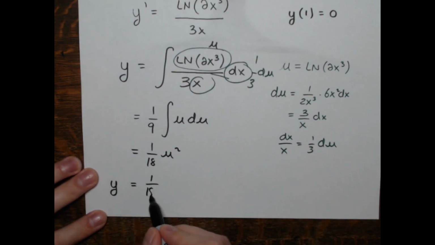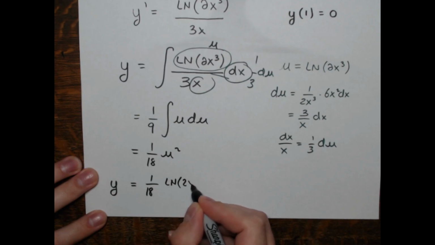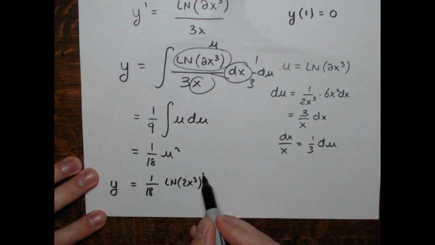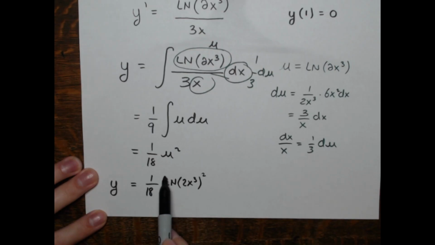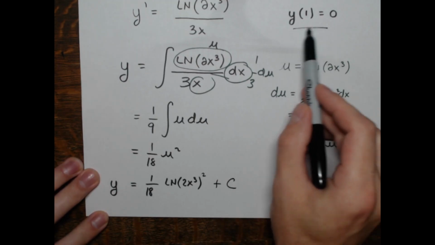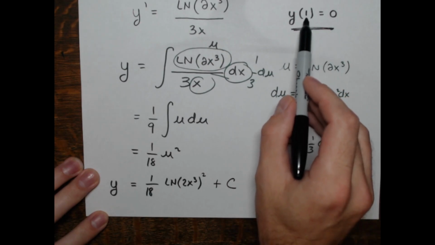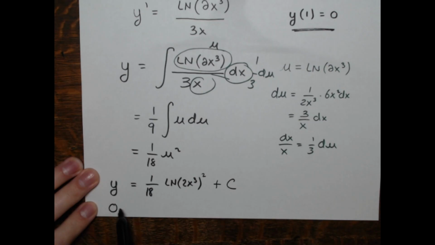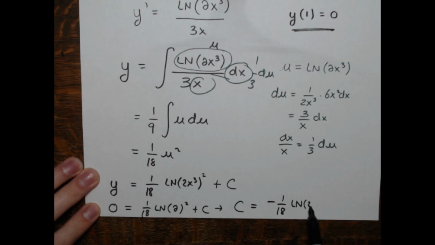So y equals 1/18 times the natural log of 2x cubed. This time I'm just going to type it with the square right after. Earlier I had the parentheses around it and squared it, and for some reason it wasn't giving it to me. And then plus some constant, right? Now I got to use this condition up here to find the constant. Now when x equals 1, y equals 0. So you got 0 equals 1/18 times the natural log of just 2 squared, and then plus c. No need to simplify this, so c equals negative 1/18 times the natural log of 2 squared.